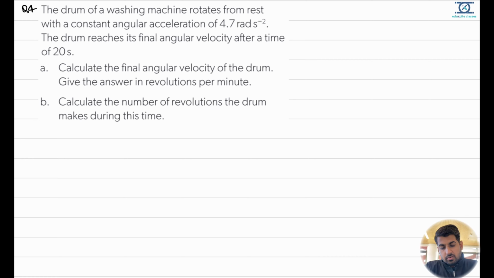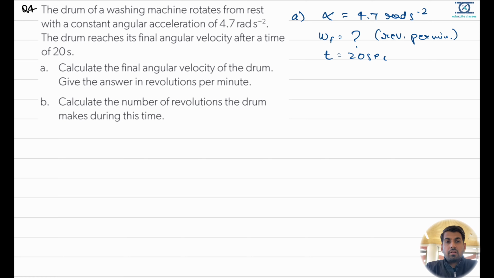Okay, now if you look at the A part, a constant angular acceleration is 4.7 radian per second square. That is fine. The final angular velocity after time t we have to find out, and that too in revolution per minute. Time is given to us as 20 seconds. So first of all I will find out in radian per second, and then accordingly we can find out revolution per minute. How? Just pay attention.